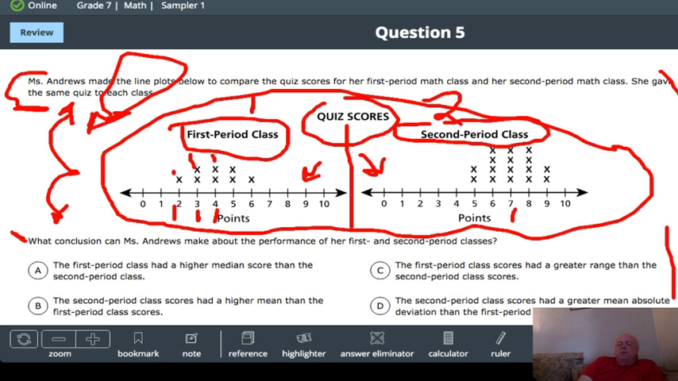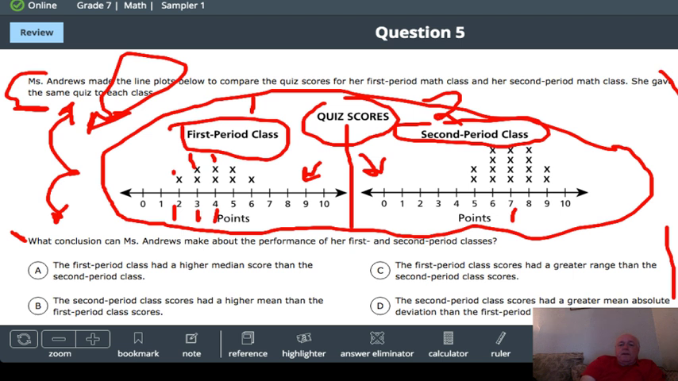So it seems to me, with that little information, from reading it first, that the second period class did better. The lowest person got a 50, and a bunch of people got 90s. In the first period class, somebody got a 20, and the highest somebody got was a 60. So it seems like the second period class has done better on this test than the first. Okay, so Miss Andrews gave the line plot below to compare this quiz. She gave the same quiz to each class, so it's exactly the same test.